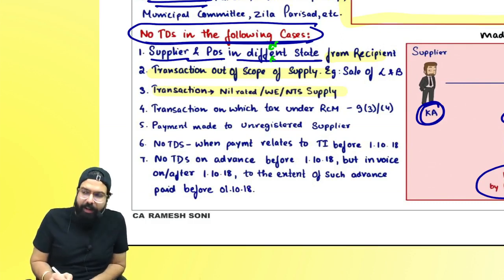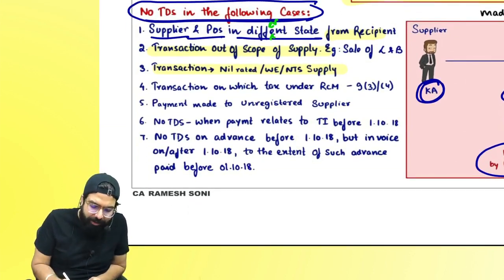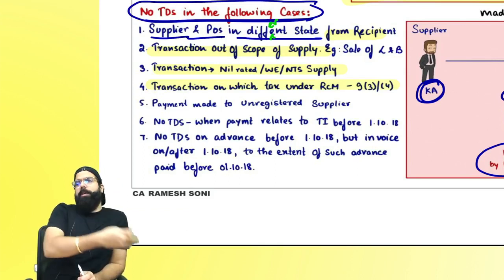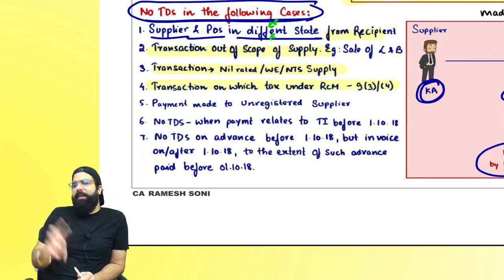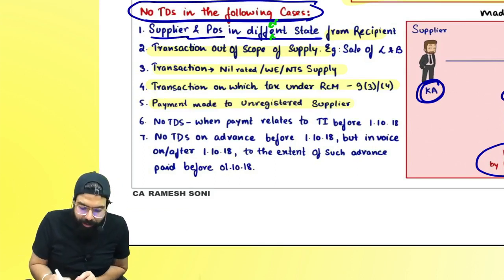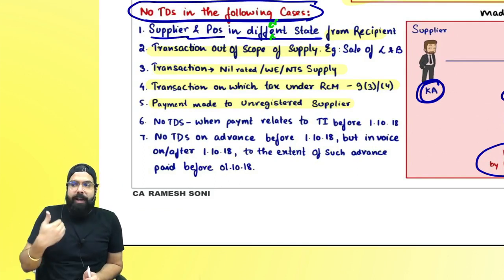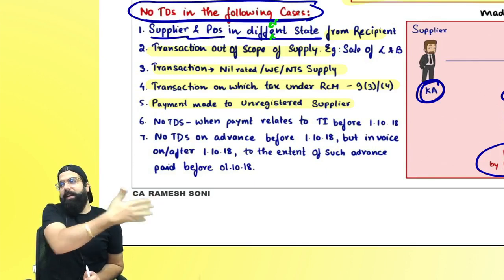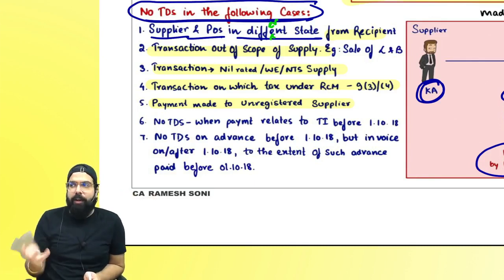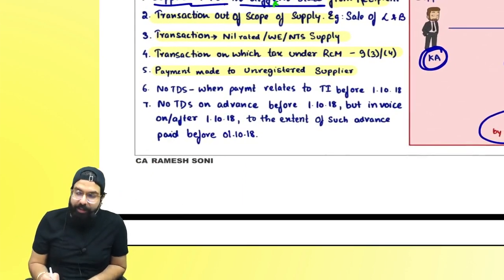Sir, transaction nil rated, wholly exempt, non-taxable supply, no TDS. Transaction where the total amount is payable under RCM, government is selling, in that scenario also no TDS. Payment is made to an unregistered supplier. Government department is paying to an unregistered supplier. If they deduct TDS, I am unregistered, how will I get the credit? So hence, in that scenario, TDS is not required.